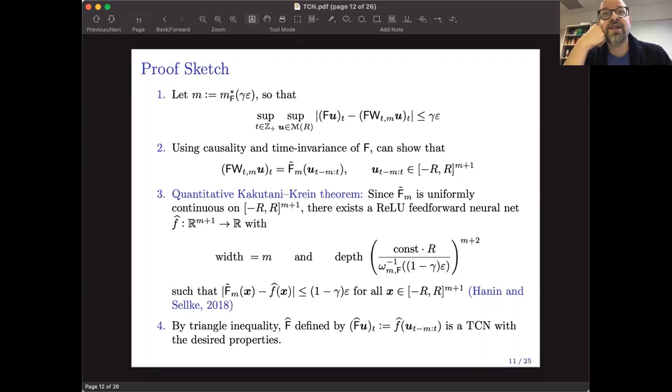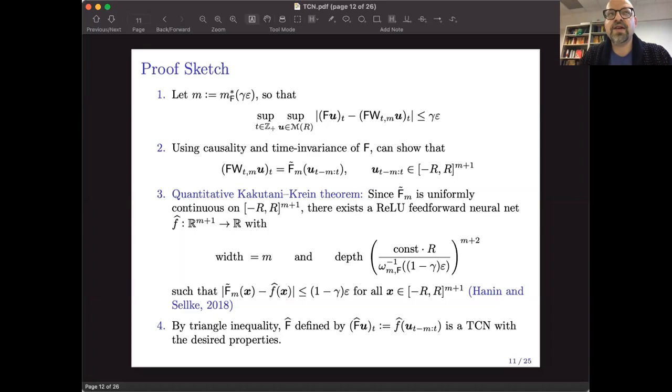He did not restrict the time set to be just the integer line. You can have, let's say, a two-dimensional lattice. So now you have images, and the window is replaced by an appropriate patch. Translation invariance has to replace time invariance, etc. So in spirit, these results are closer to the paper of Chen and Chen, but we're interested in approximating dynamical systems by something like neural nets.